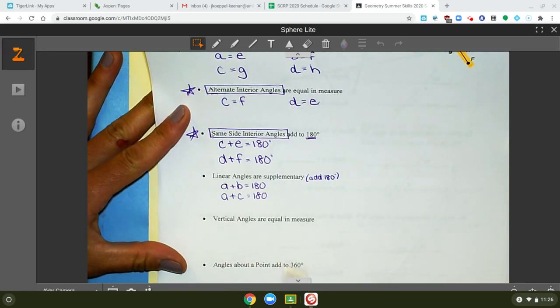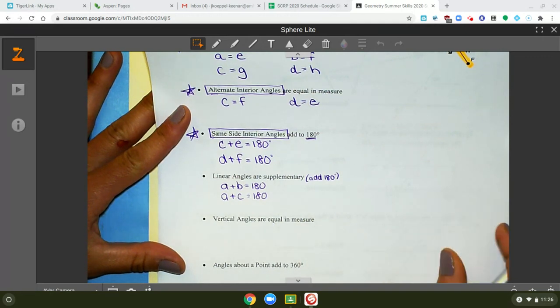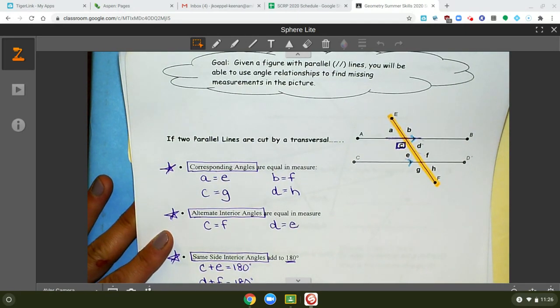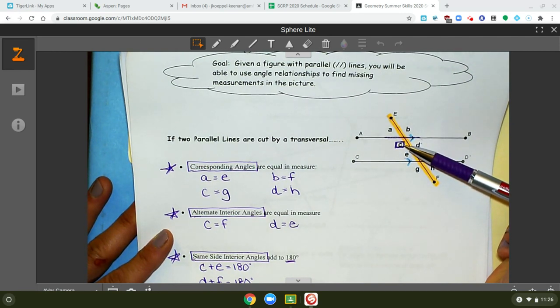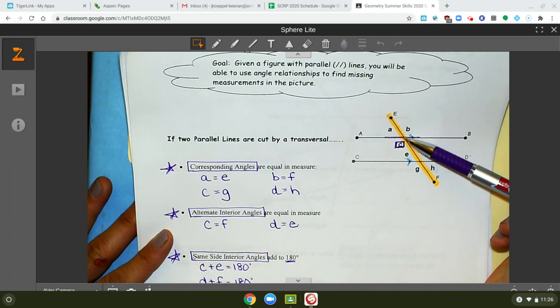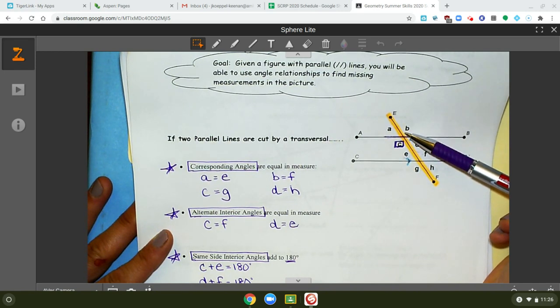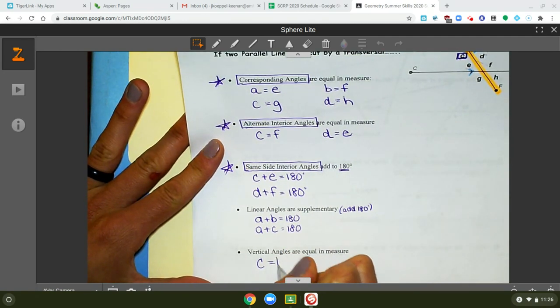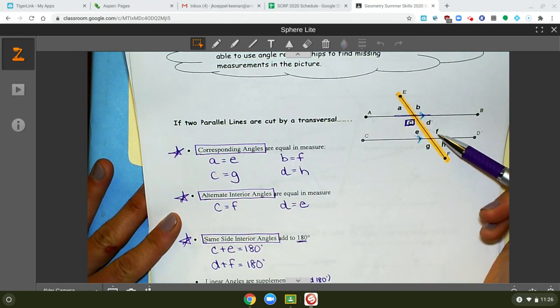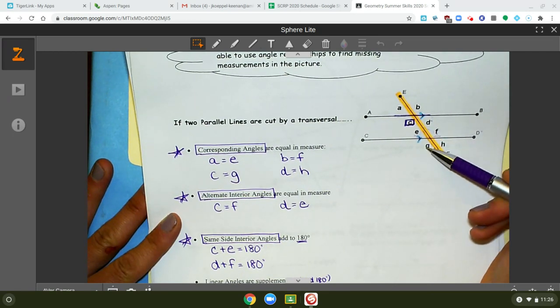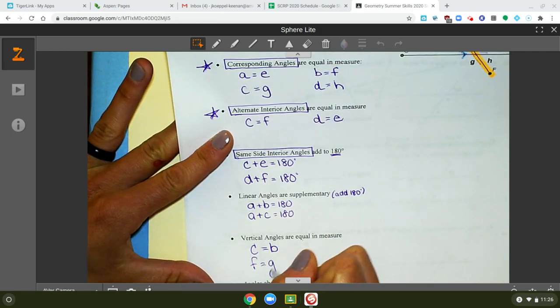All right, the other one that we remember from Tuesday's lesson are vertical angles. So remember, vertical angles are opposite each other and they are equal in measure. So let's write down a couple examples. Since I already have C in a box here, C is vertical to which angle? So look directly opposite. It has to be touching it and opposite, so that would be B. So that means C is equal to B because they are vertical. How about F? F is going to be vertical to what other angle? It has to be touching it and opposite it, that would be G. So F is equal to G.